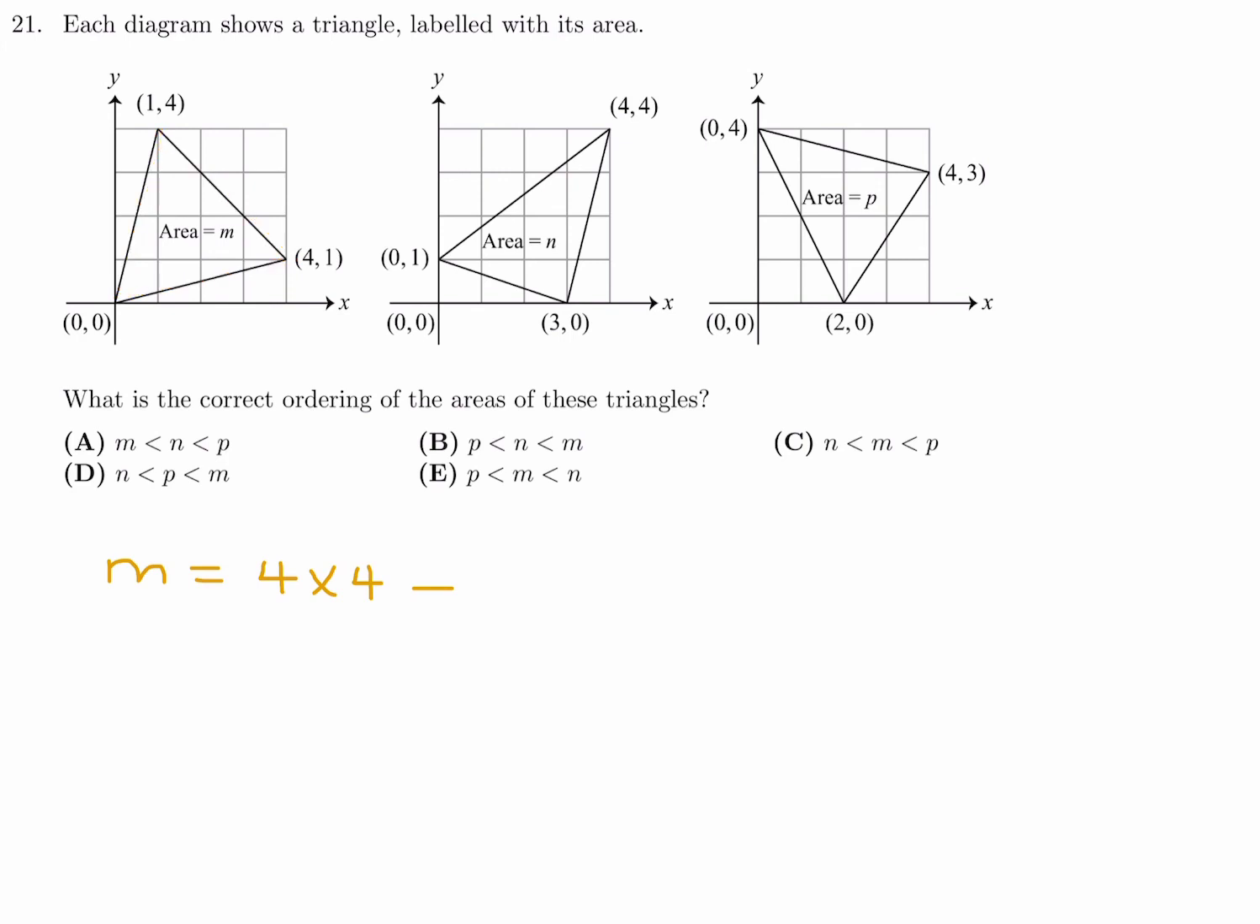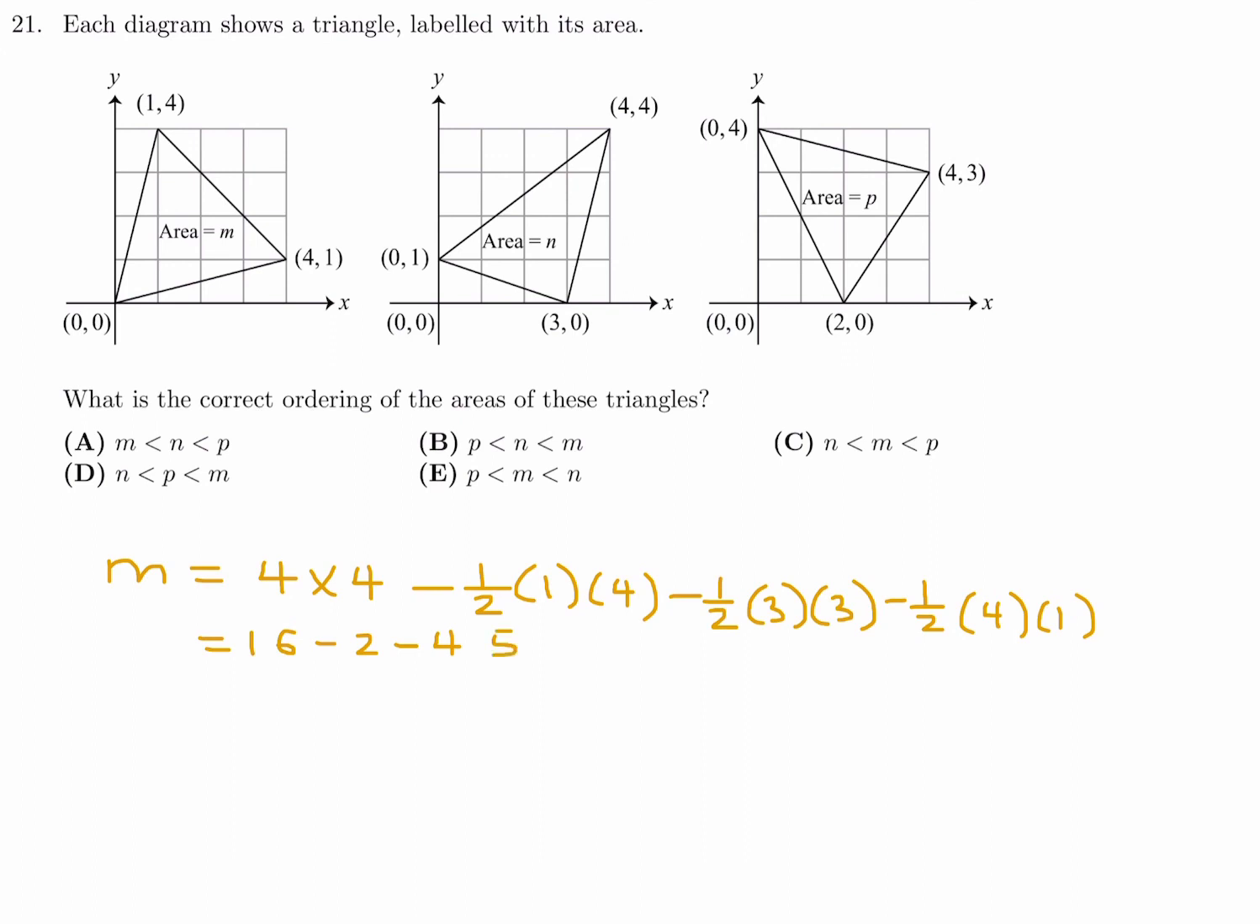So let's do that math. So that's going to be 1/2 base times height, 1 times 4, and then 1/2 base times height again, 1/2 3 times 3, and 1/2 base times height, 4 and 1. So this is going to be 16 minus 2 minus 4.5 minus 2, and that is 7.5. So that's basically what we have to do for N and P.